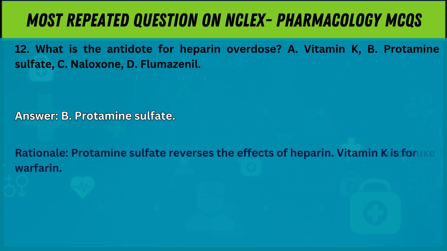12. What is the antidote for heparin overdose? A. Vitamin K. B. Protamine sulfate. C. Naloxone. D. Flumazenol. Answer. B. Protamine sulfate. Rationale. Protamine sulfate reverses the effects of heparin. Vitamin K is for warfarin.